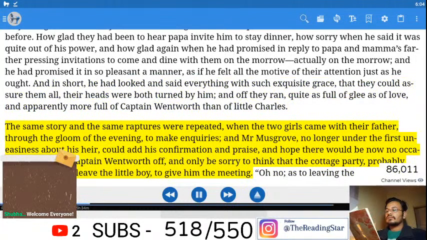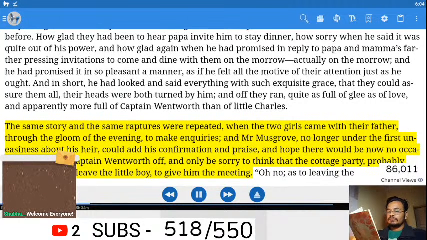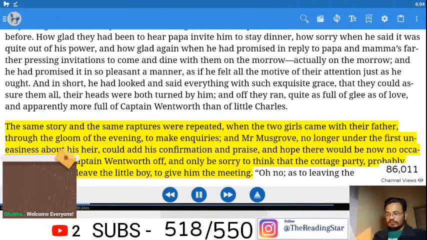The same story and the same raptures were repeated when the two girls came with their father, through the gloom of the evening, to make inquiries, and Mr. Musgrove, no longer under the first uneasiness about his heir, could add his confirmation and praise, and hoped there would be now no occasion for putting Captain Wentworth off, and only be sorry to think that the cottage party, probably, would not like to leave the little boy, to give him the meeting.